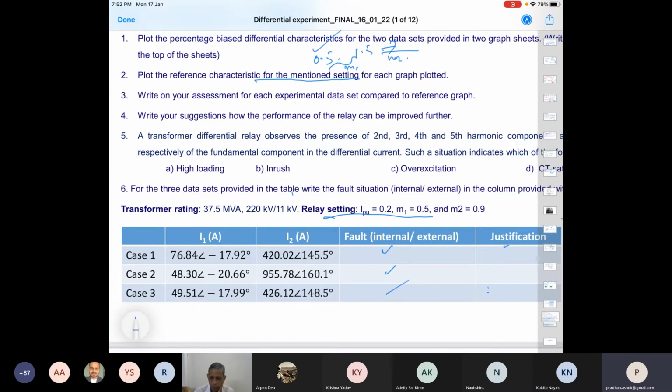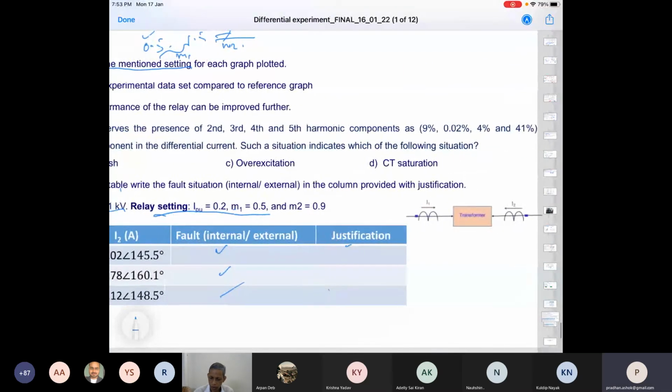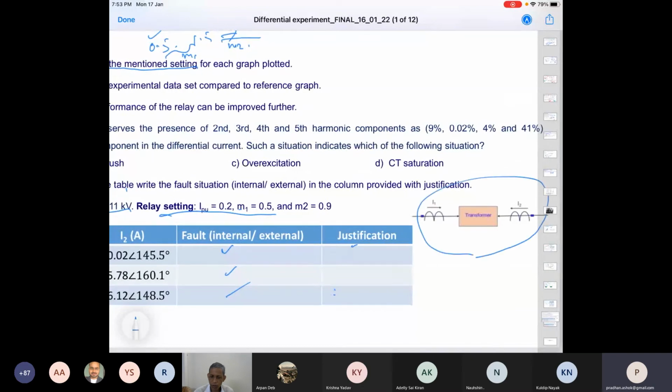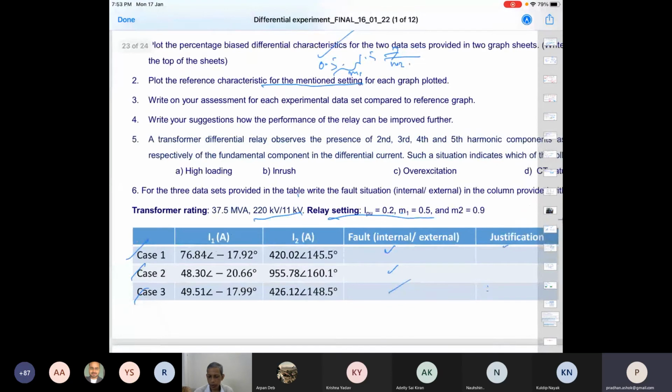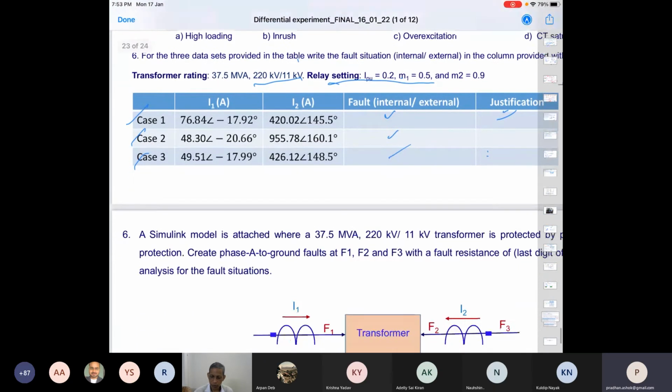So this is a set of data, and you have to calculate the corresponding fault, or whether the fault is internal or external. You have to determine from these data sets whether it is internal or external, and these are the three cases: case 1, case 2, case 3. Which is internal, which is external. And the connection is as usual. This is the connection perspective. So based on these phasors, we can find out internal, external, and then you can justify, consider some remarks.